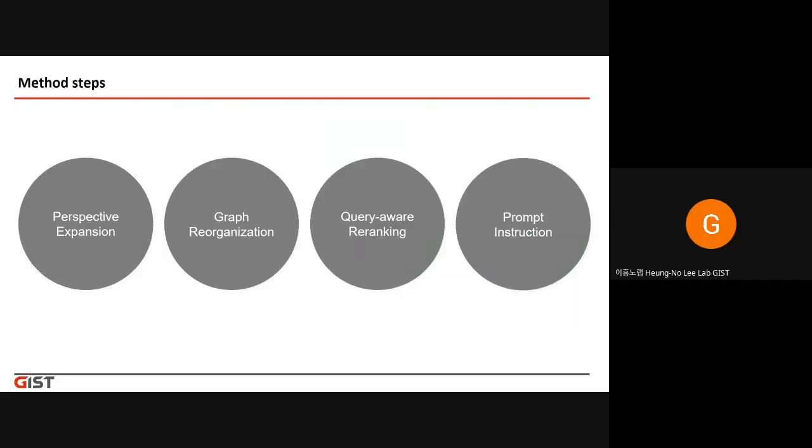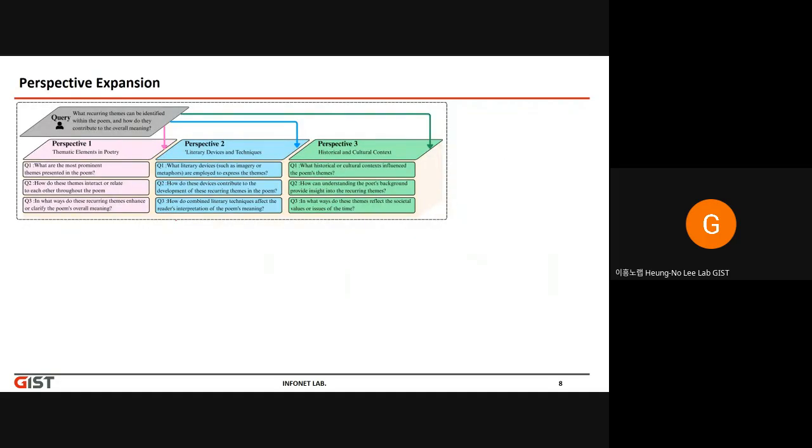There are 4 steps in the method, and the first step is perspective expansion. The key idea is that instead of querying the graph with the original question only once, we decompose it into multiple interpretive perspectives to collect evidence that is both broader and more informative for reasoning.